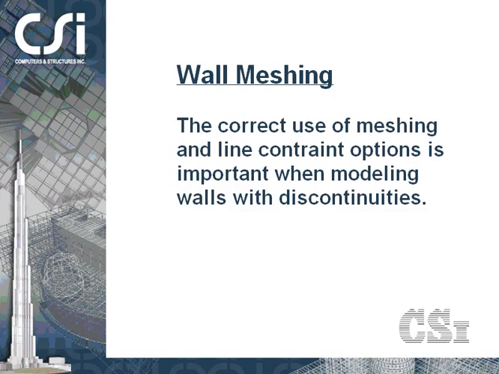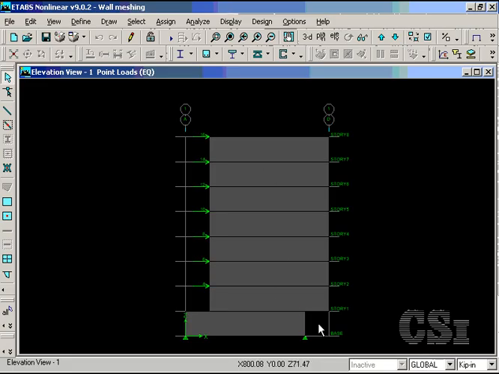This example will show some of the important items to consider when modeling walls with discontinuities. This is the model that we will use, a planar wall with an offset at the first level. The load on the model will be a static earthquake lateral load.